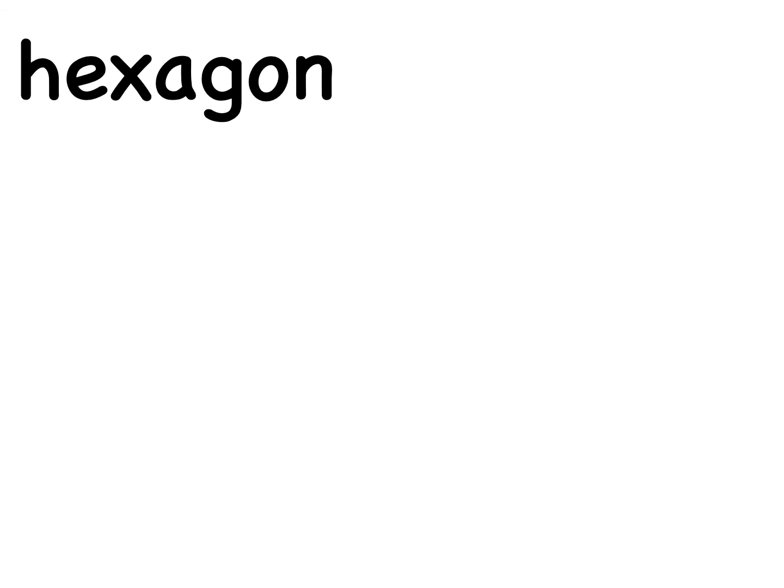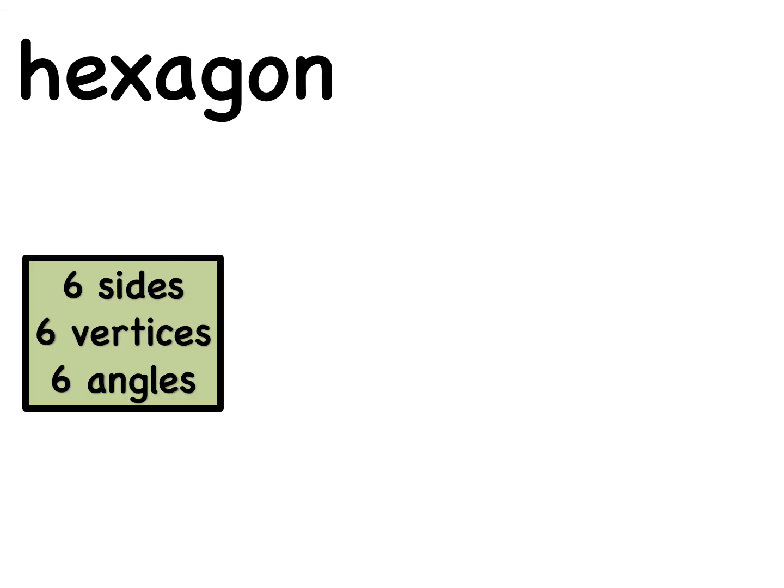Now, let me tell you, hexagons have 6 sides, 6 vertices, and 6 angles. And the way that I remember hexagon has 6 sides is that hex has an X and 6 has an X. So when I'm trying to think of my math vocabulary words and I'm getting them mixed up, pentagon and hexagon, I remember that the X in hexagon reminds me of the X in the number 6.